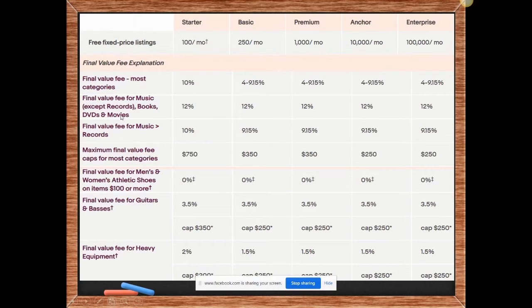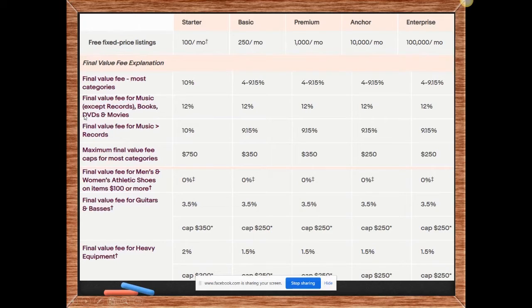So look at this. If you sell books, DVDs, or movies, you're paying 12%, which is a lot. Okay. Now you have to think if you want to sell these items. I mean, maybe it's not worth it. Maybe I don't know a lot of dropshippers selling books, but DVDs for sure.